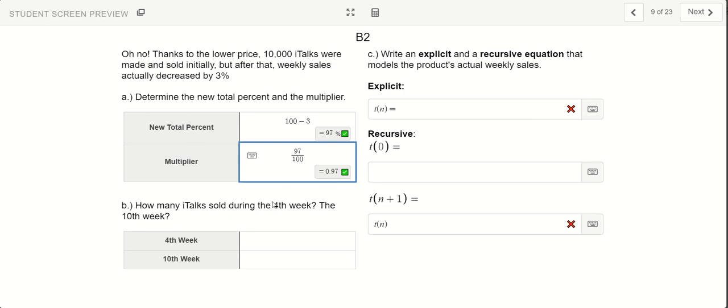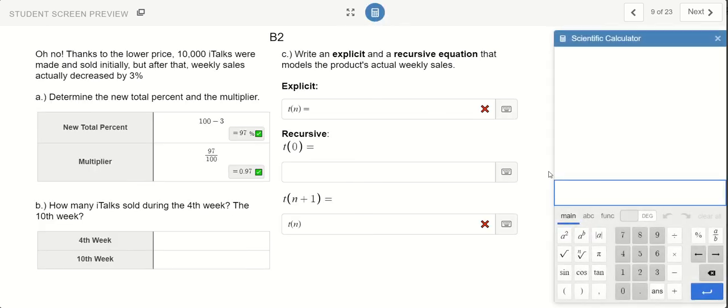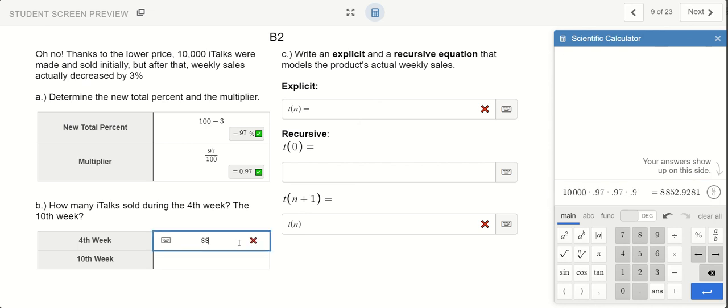How many phones did I sell during week 4? If I start with 10,000 and keep multiplying by 0.97, so week 1, week 2, week 3, week 4, it looks like I sold around 8,853, rounded.